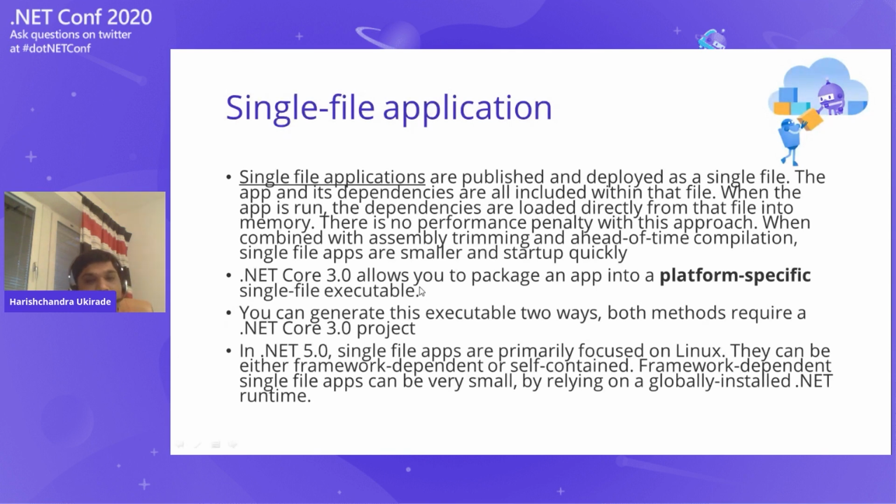.NET Core 3.0 allows you to package an app into platform specific single file executables. Here I would stress the platform specific part, because that was the support in .NET Core 3. You can generate this executable two ways. Both methods require a .NET Core 3.0 project. In .NET 5.0, single file apps are primarily focused on Linux. They can be either framework dependent or self-contained. So we can create it either way.